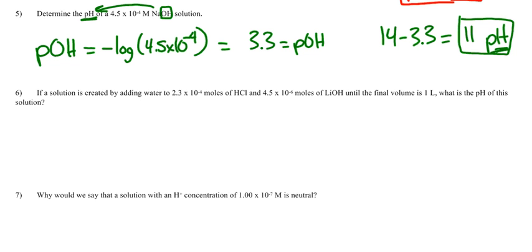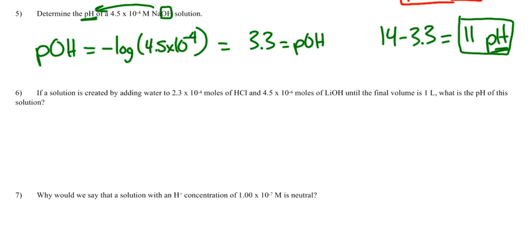Okay. Number 6. This one's the little tricky one. It says, if a solution is created by adding water to 2.3 times 10 to the negative 4th moles of hydrochloric acid and 4.5 times 10 to the negative 6 moles of lithium hydroxide until the final volume is 1 liter, what is the pH of this solution? Okay? Now, this question has a lot of words in it, but don't let it confuse you. So we're going to basically be doing a dilution problem or a concentration problem, and we're going to be looking at this a little critically.